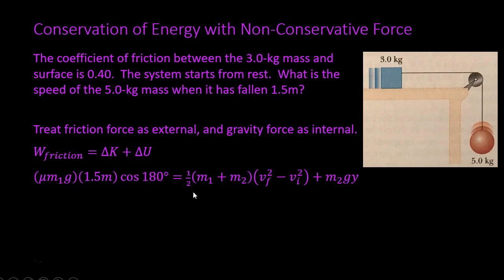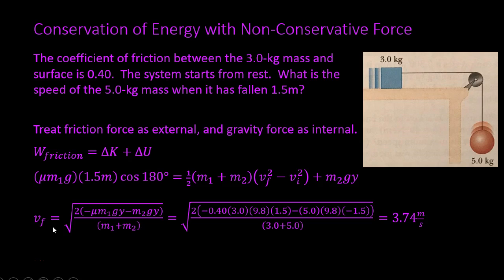Moving on to the right-hand side of the equation, this first term is our change in kinetic energy, and we have to include both masses because the system includes both masses. We have the final velocity minus the initial velocity squared, and of course the initial velocity will be 0. This last term is our change in potential energy. Notice I'm only dealing with mass 2 because mass 1 is moving horizontally, so there is no change in its potential energy. But there is a change in the potential energy of the hanging mass because it's moving closer to the center of the gravitational field.